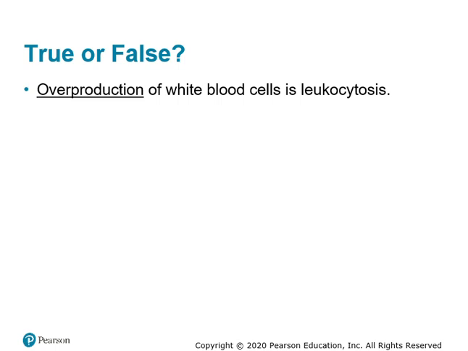So let's try some practice questions. True or false? Overproduction of white blood cells is leukocytosis. If you said true, you're correct.